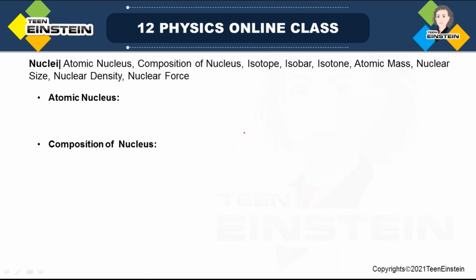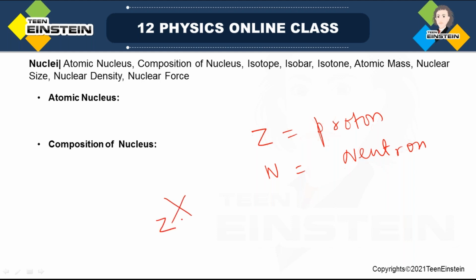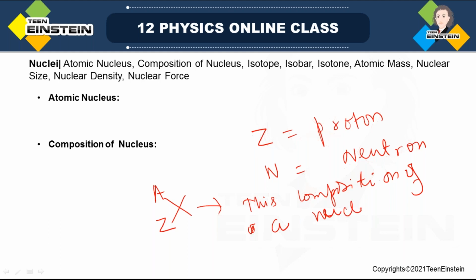Okay, I'll write it here. See, suppose a nucleus has Z protons and N number of neutrons, then the composition of that nucleus can be written as Z here and mass number here. Okay, so this is the composition of a nucleus or nuclide. Okay, so this is the composition of nucleus.